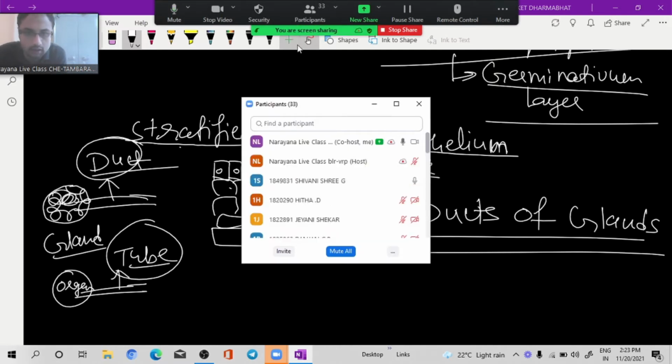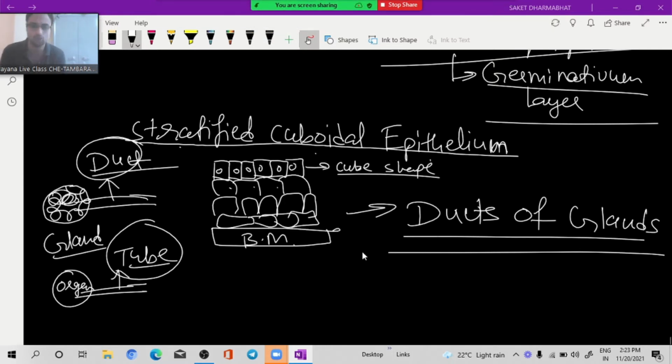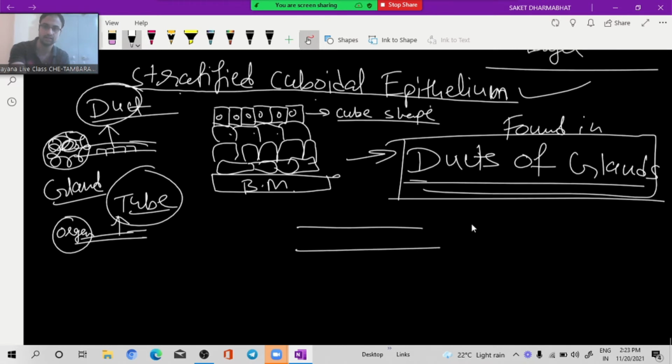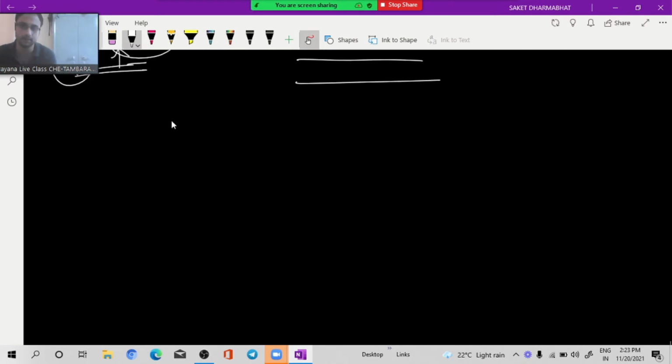Okay, good. So the ducts of glands. The lining of the duct of a gland is what is present here. Which epithelium is present here? Tell me. Stratified cuboidal epithelium. Very good. Stratified cuboidal epithelium is present here. Okay, so this is completed. Keep in mind where it is found: in ducts of glands. After that, next is the stratified columnar epithelium.